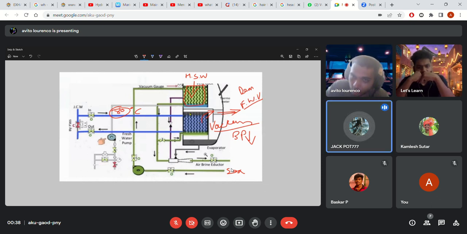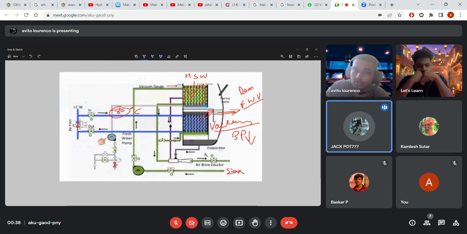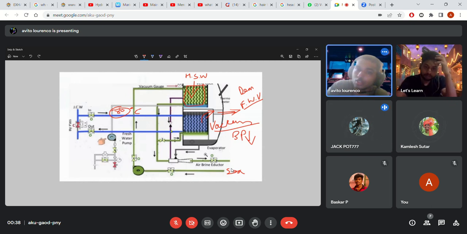Whatever is left, the residue with the salts, goes down. Most of the water is directly vapor. This residue is the condensed brine, the black line. The brine goes here at the bottom, and that only makes the suction.